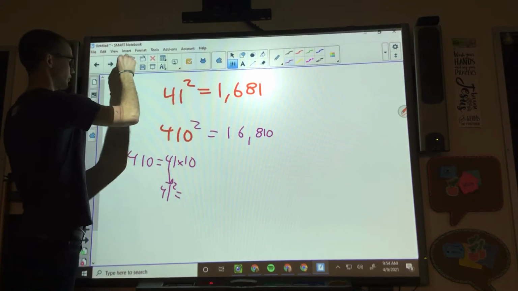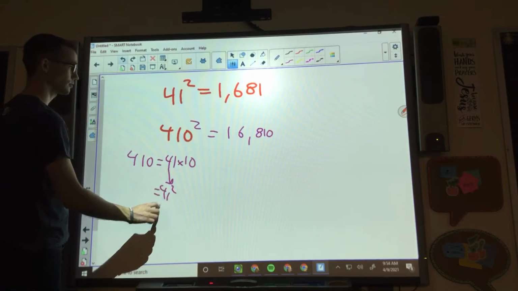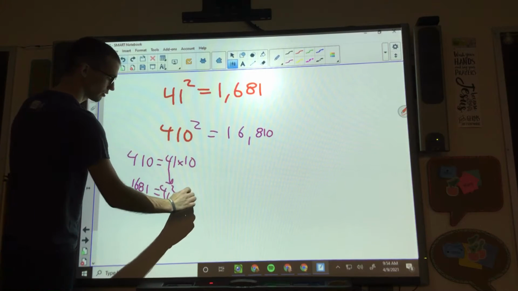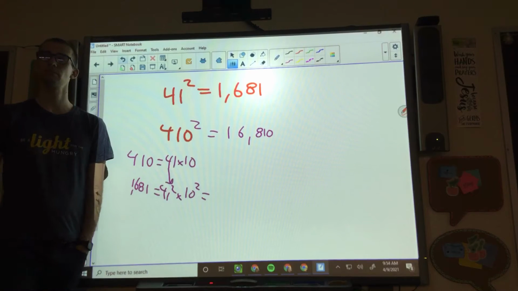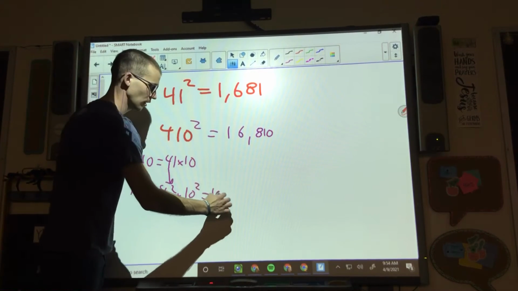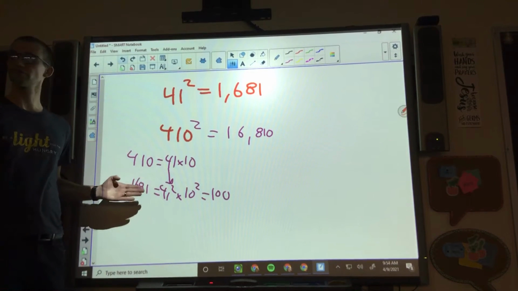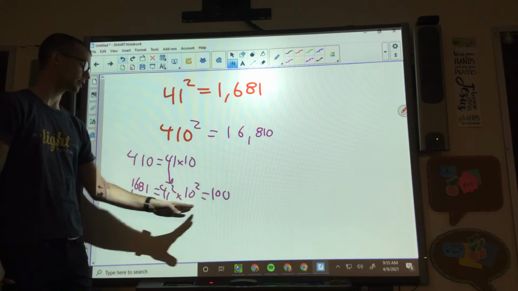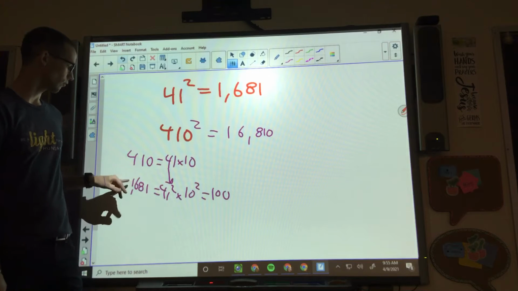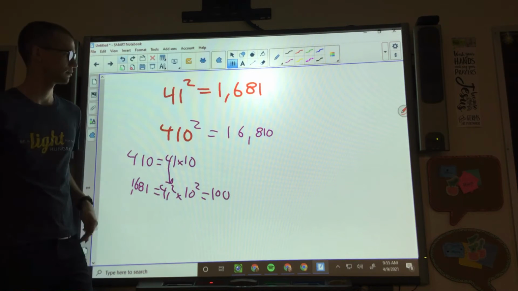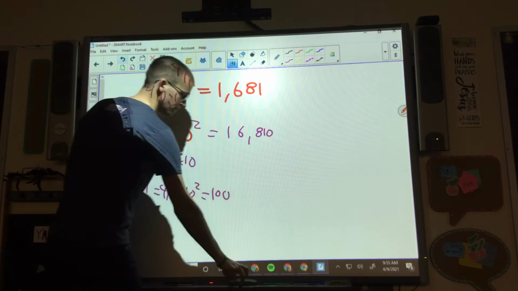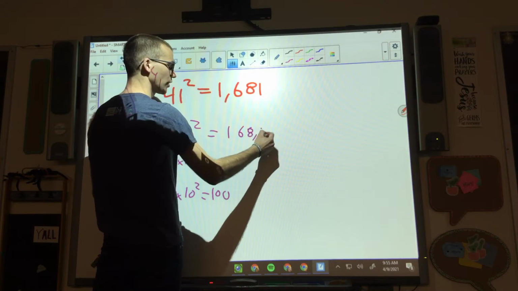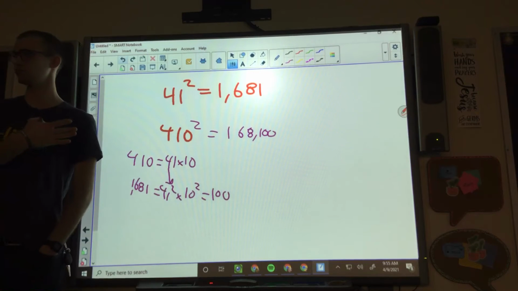So 41 squared is, well, we're going to put it on the other side. 41 squared is 1,681, and 10 squared is 100. So if it's 41 squared times 10 squared, 41 squared is 1,681, 10 squared is 100, so 410 squared is 168,100.